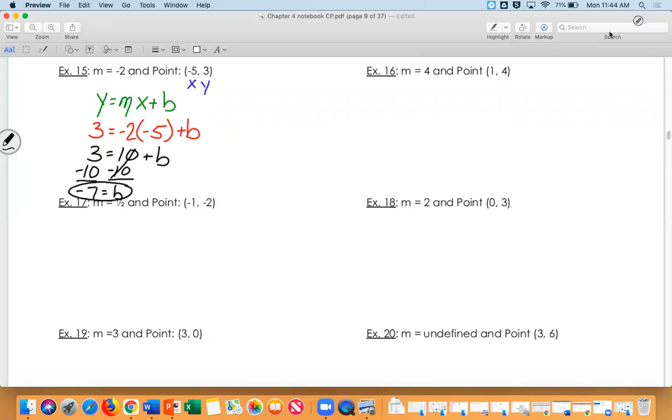You okay with that? Now that I have m and b, look, m is right there. B is right there, I already circled it. I can write y equals -2x minus 7. Chucky, is that what you got?